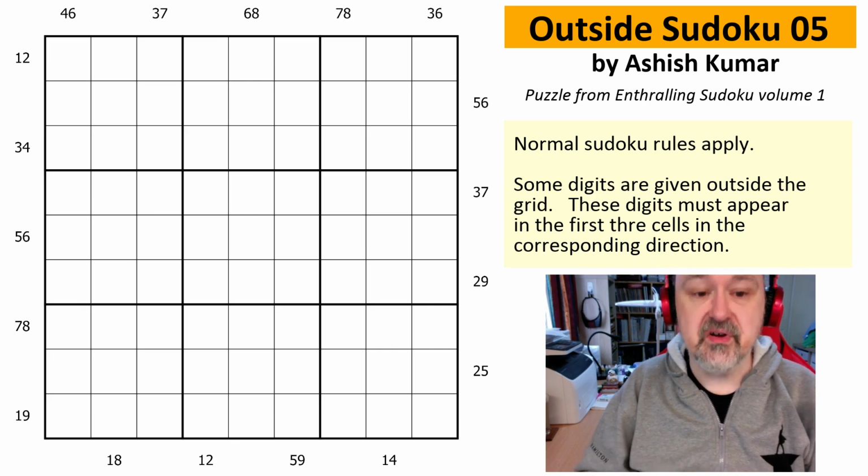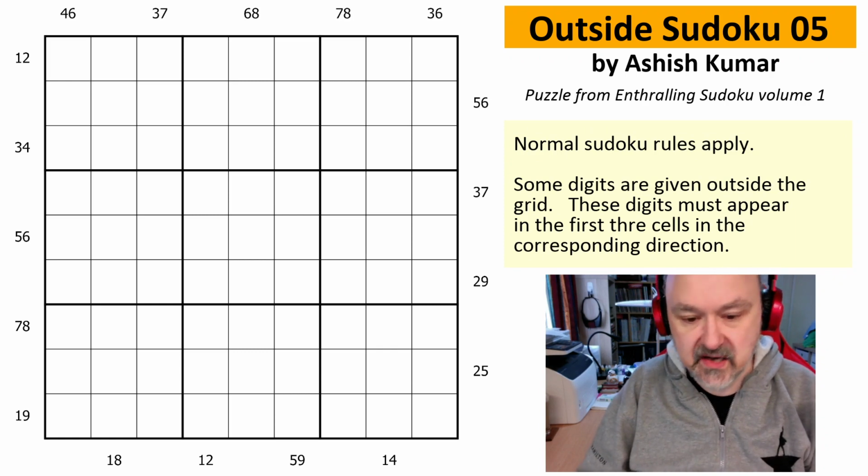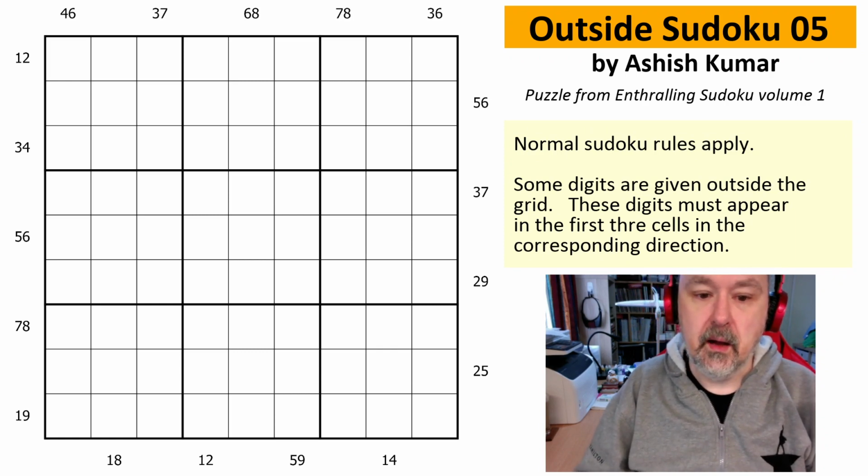I did solve this puzzle before, but it was about 10 months ago, so this is effectively a blind solve. I do not remember anything about this puzzle at all. But yeah, I really wanted to cover it.